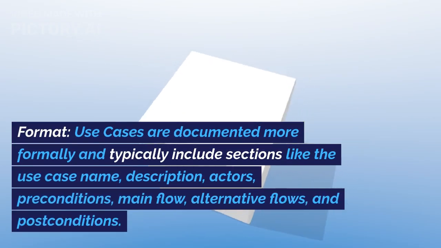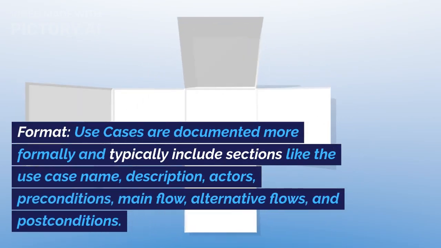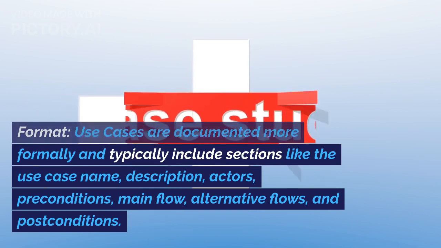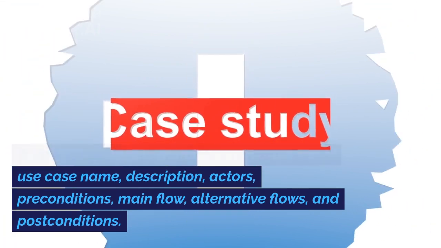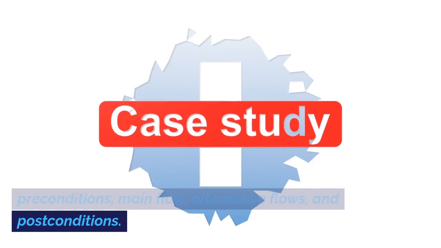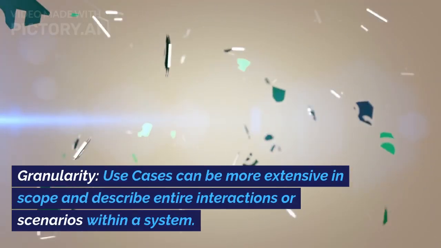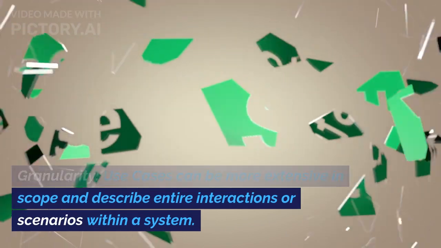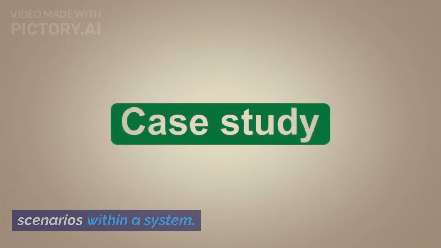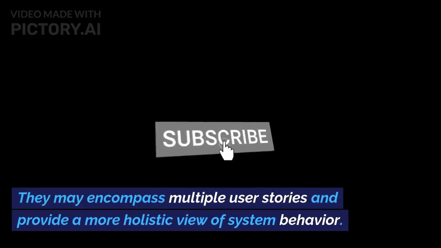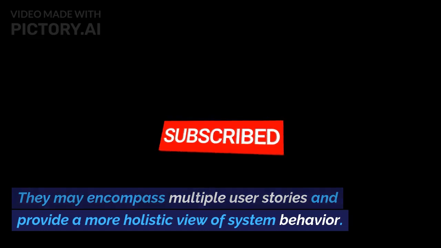Use case. Format. Use cases are documented more formally and typically include sections like the use case name, description, actors, preconditions, main flow, alternative flows, and postconditions. Granularity. Use cases can be more extensive in scope and describe entire interactions or scenarios within a system. They may encompass multiple user stories and provide a more holistic view of system behavior.